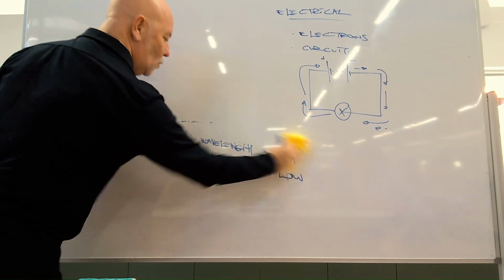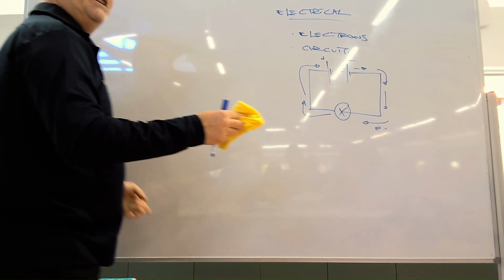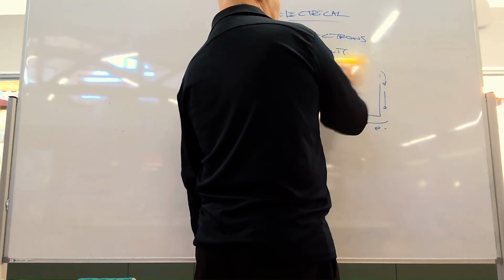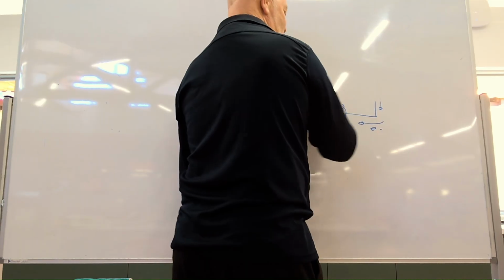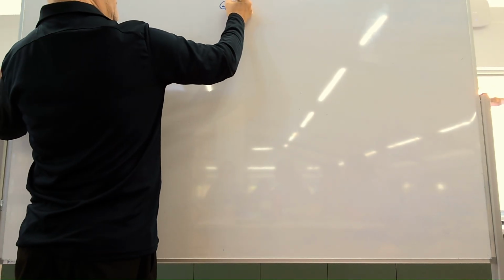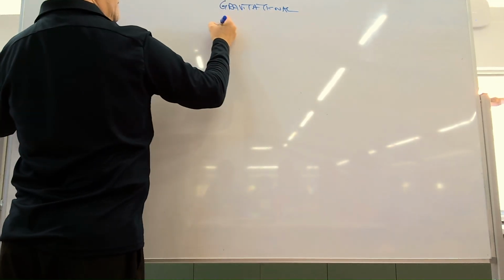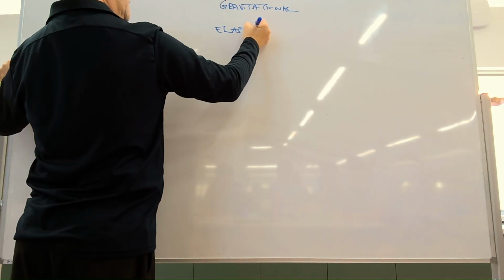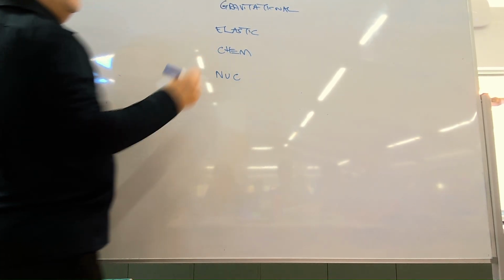Potential energy is the storage of energy, and kinetic energy is the movement of energy. Kinetic means movement, which is all the ones we just did, and potential is the storage of energy. So there is gravitational, there is elastic, there is chemical, and there is nuclear. We'll quickly go through them, okay?